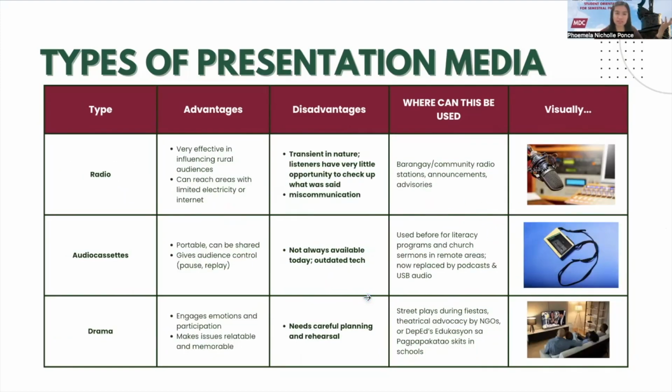Okay, so next we have here the radio. Radio is very effective in influencing rural audiences. This can reach areas with limited electricity or the internet. Signal-wise, radio is still the number one preferred media.